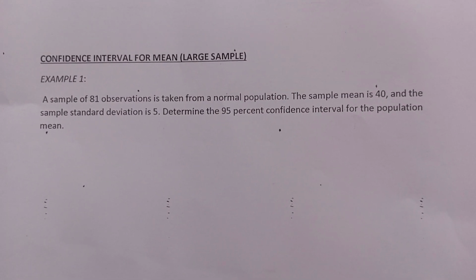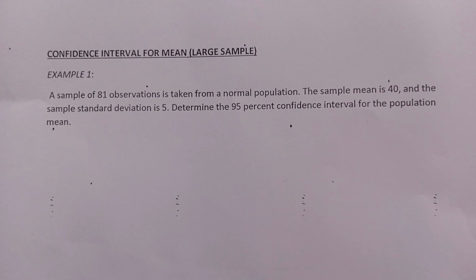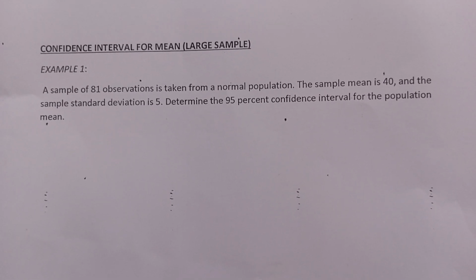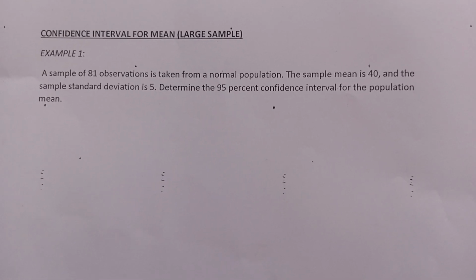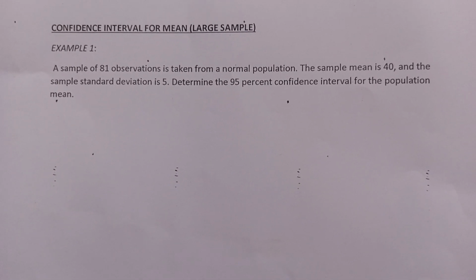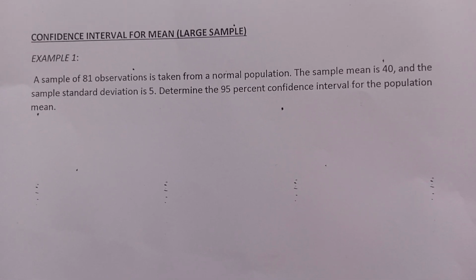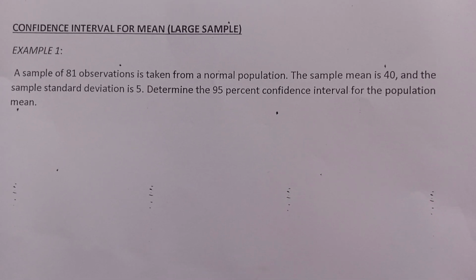A sample of 81 observations is taken from a normal population. The sample mean is 40, and the sample standard deviation is 5. Determine the 95% confidence interval for the population mean. Now to do this, someone will be asking, questions for small sample and large sample always look similar. How do I know this is a large sample and how do I know this is a small sample?